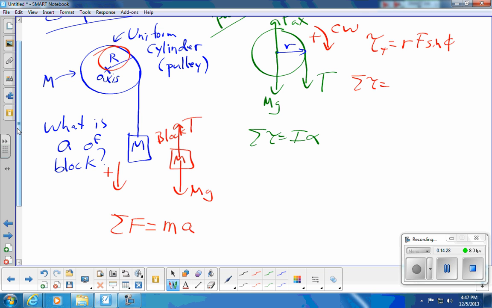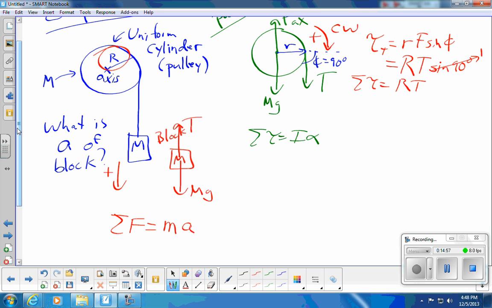But for these purposes, this turns out to be big R times the force, tension, times sine of phi. This time I will do this by extending the line of action of R, and the angle that makes with T is phi, which is equal to 90 degrees. So I will write sine of 90 degrees and arrow one that. So the net torque is equal to R times T.